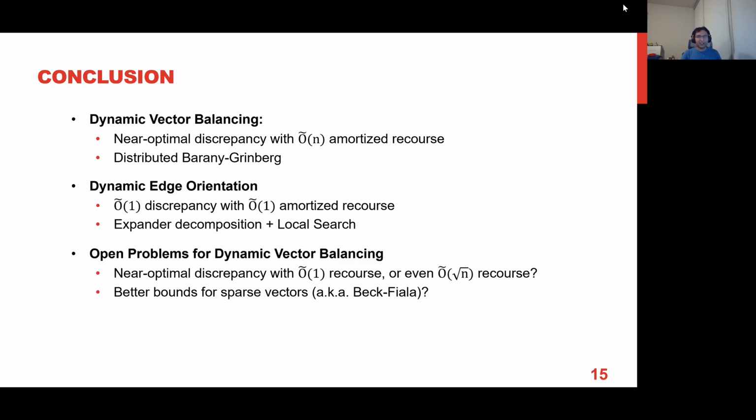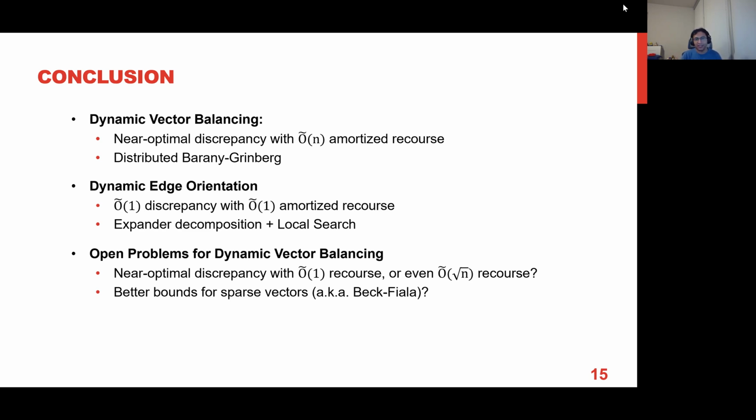The main open questions for this work are, first of all, for the vector balancing problem: can we get near optimal discrepancy using much smaller recourse, like O tilde 1 recourse? One can show that you need at least some recourse. Can you do it even in nearly constant recourse or even root n recourse? The other open question is, can we obtain more results generalizing the edge orientation problem? These are sparse vector settings, like the Beck-Fiala setting. For these sparse settings, it's plausible that the right answers are much better.